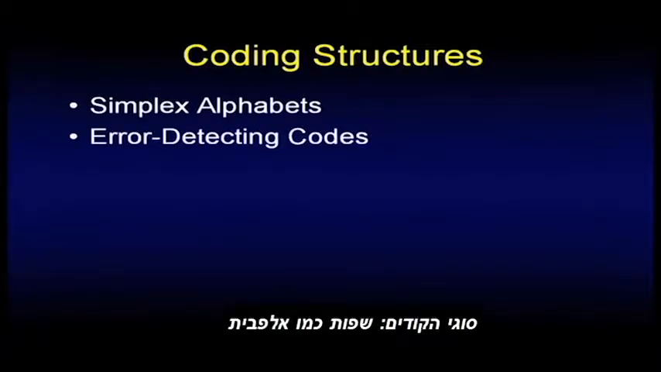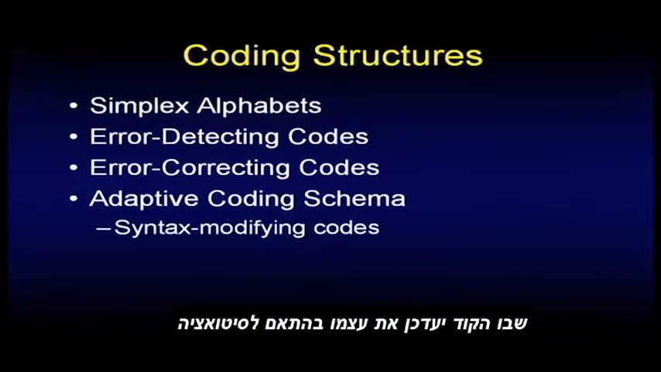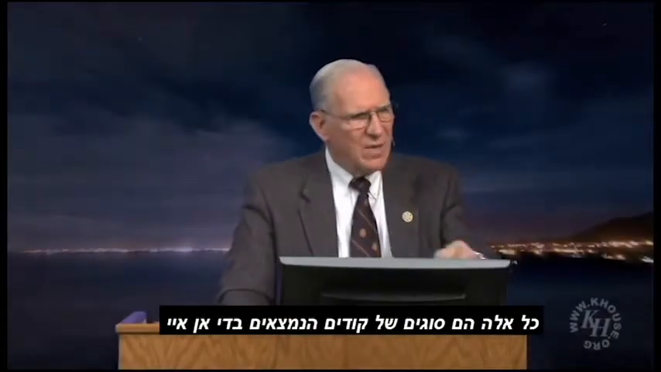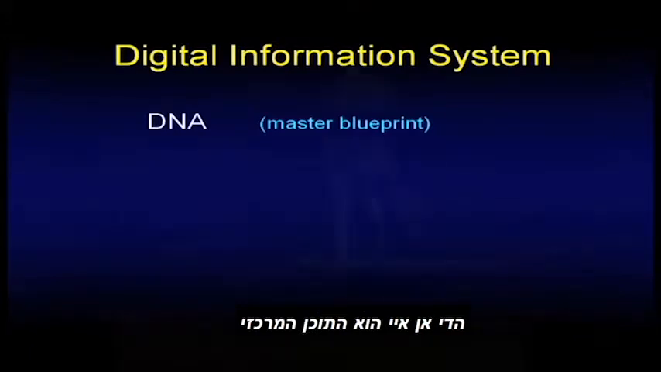There are simplex alphabets, there are error detecting codes, there are error correcting codes. There's adaptive coding scheme. That's where the codes then will modify themselves depending on the context. And we have all of that going on here. We have the DNA, which is the master blueprint.